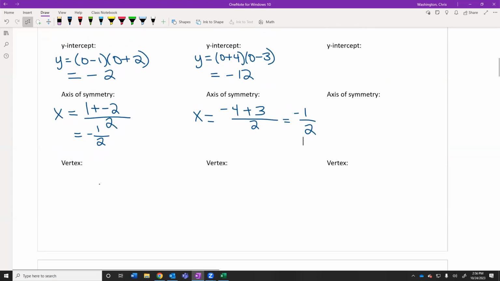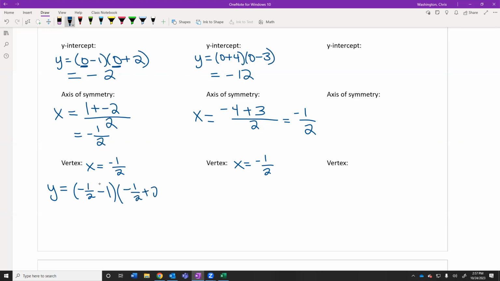All right, how do we find the vertex? Well, the vertex has an x and a y value. We've already found the x value for both of these. It just happened to be -1/2 for both. So anytime that we know the x value, like with the y-intercept, we knew the x value was 0, we plug that number back into the original equation. So now I know the x value is -1/2. How can we find the y value? We plug it back into the original equation, just like we plugged in 0. So -1/2 minus 1 times -1/2 plus 2.